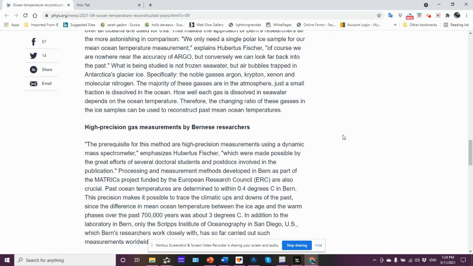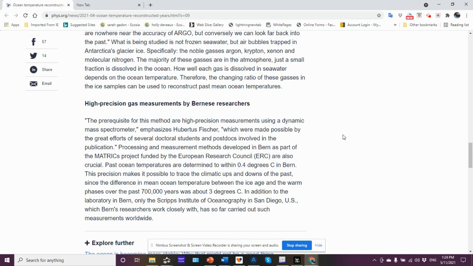So they're looking at the air bubbles trapped in Antarctica's glacier ice. Considering how thick the Antarctic ice is, it will give you information at least 700,000 years into the past, and of course much further. So that's what they're using to make their measurements and then to ascertain what the ocean temperatures were going back in time, 700,000 years. Now, this is the part that I found really fascinating.